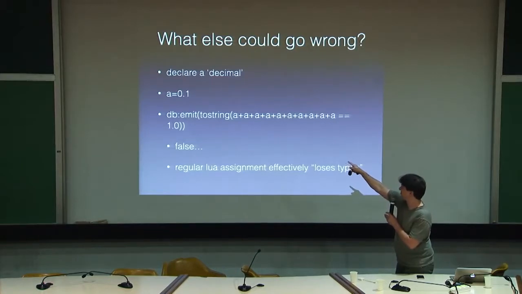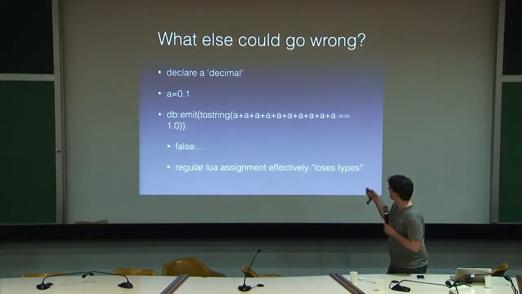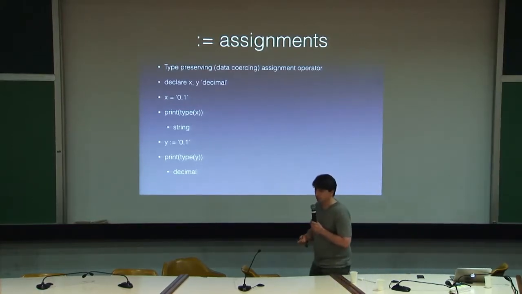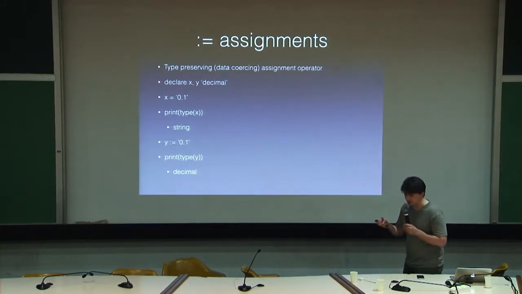That's a number. It's not a decimal anymore. So we said, okay, maybe this could be some syntactic way to make this more obvious. So we added the colon equal operator. Colon equal assignment works differently. Colon equal assignment is basically make a coerced copy of that data.